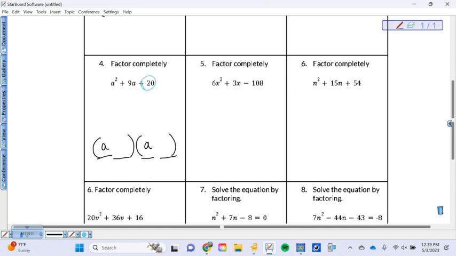20. What are my factors of 20? Which of those pairs is going to get me to 9? How do I get to 9 with 4 and 5? Positive 4, positive 5, right? So that means my factors are A plus 4, A plus 5. That's it. Number 5. What do you notice about these 3 numbers?